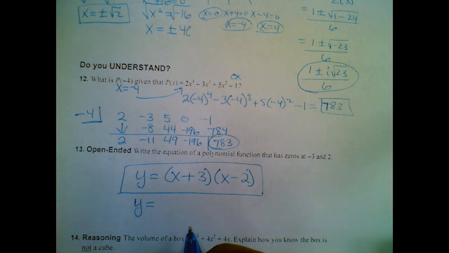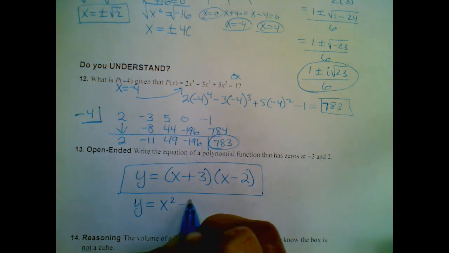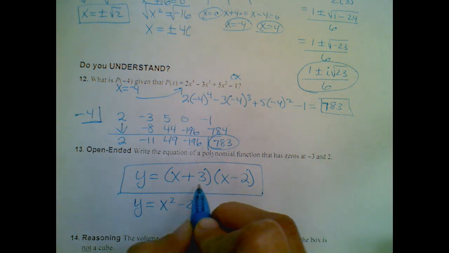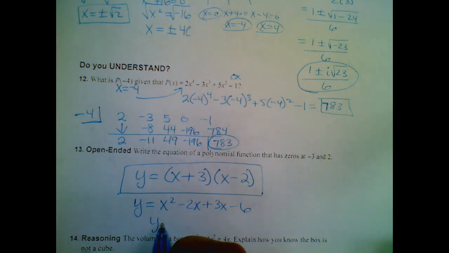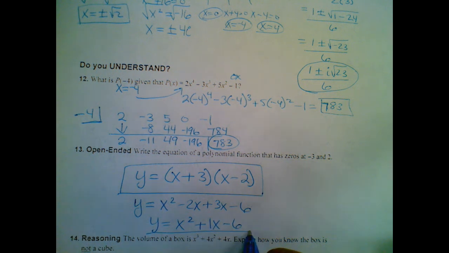So x times x squared, x times -2, -2x. Now distribute the 3, so we get a positive 3x and -6. Combine our like terms, and I would accept this answer.